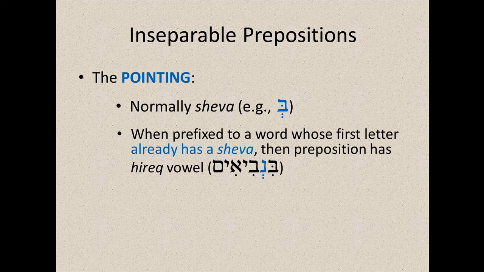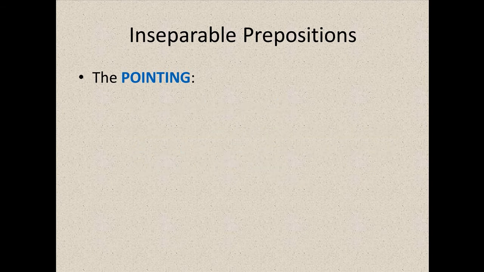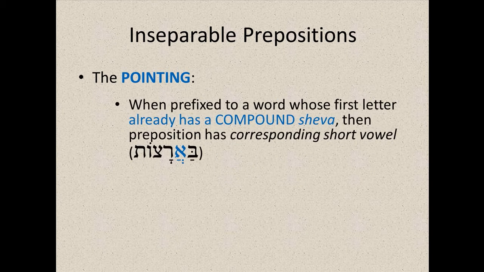When prefixed to a word whose first letter already has a shva, then the preposition gets a hiriq vowel. Right there. It'll change from shva to hiriq, the single dot. When prefixed to a word whose first letter already has a compound shva, like so, here we have a patach with the shva, the compound patach shva vowel.